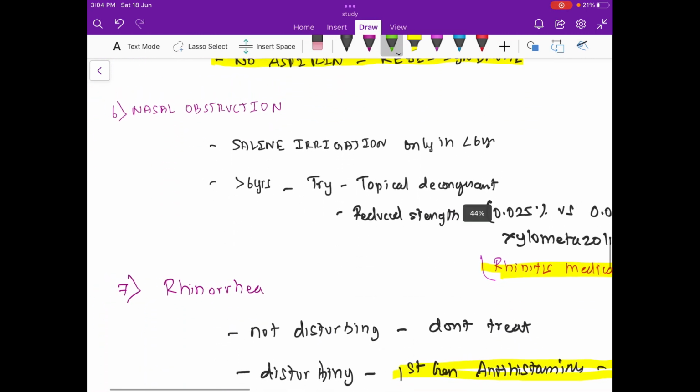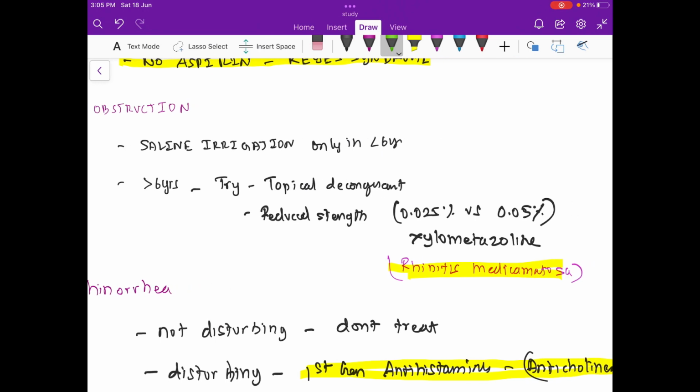The nasal obstruction is due to the discharges getting dried up, and it can be cured using saline nasal drops or saline irrigation in children less than 6 years. In more than 6 years, there are topical decongestants. These topical decongestants are adrenergic agents, which cause submucosal vasoconstriction, so that the vasodilation caused by the viral infection is diminished, and these agents act immediately. So the child gets an immediate relief from the nasal obstruction.